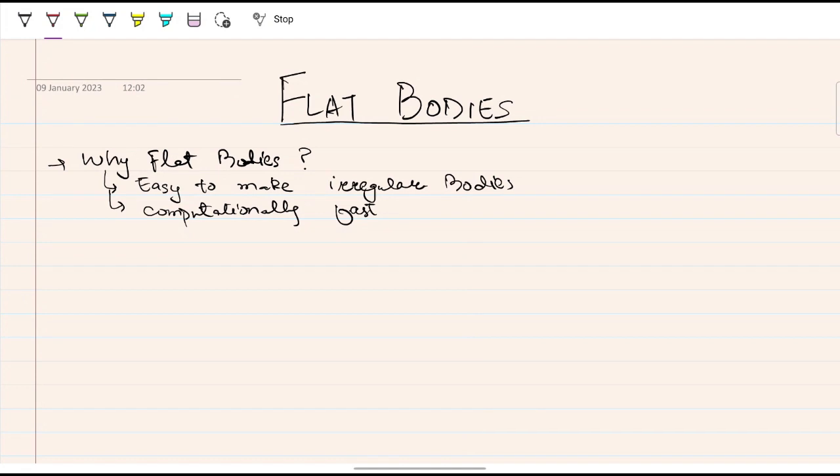In this video, we will be talking about flat bodies and how to plot and visualize them in Matlab. So, why are we talking about flat bodies? Because it is easy to make an irregular body. That's very important. If you understand how to plot or visualize flat bodies, you can make irregular shaped bodies, and it's computationally fast, as you are going to average the surface of the body, which may have irregularities to it. That's computationally very slow if there's irregularities, roughness in it.